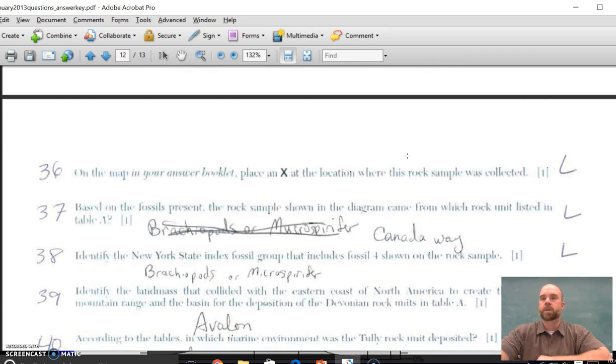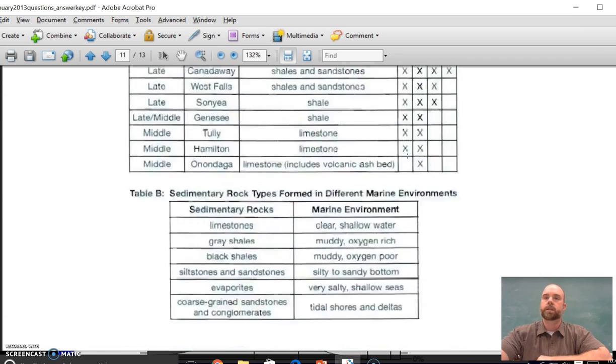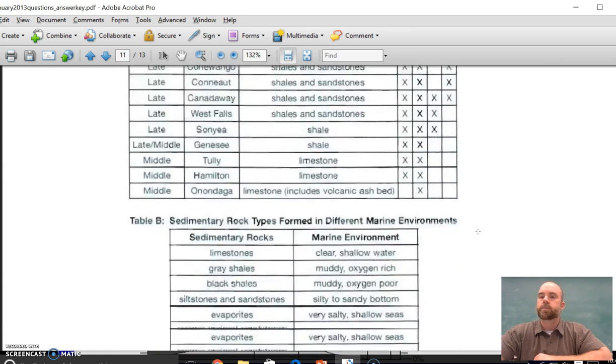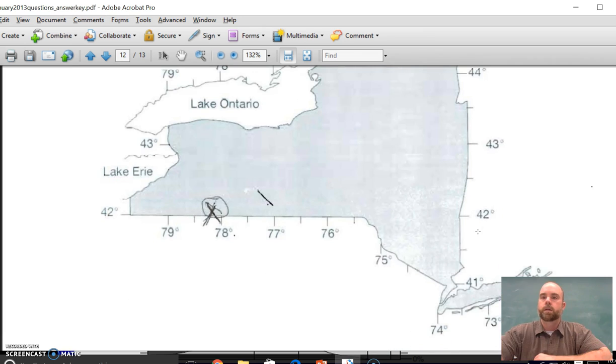All right, in your answer booklet, at what location is the rock sample collected? So you're going to go up here, and it actually tells you the location. It's 42 and 15, I think. And then we have 42 degrees north, 78 and 15 minutes. So we go down here. We go to 42. So bearing with the line, that's 42.